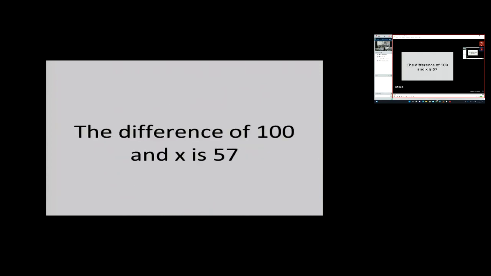Next. The difference of 100 and x is 57. This is easy. The difference of 100 and x is 57. Come here. Stand up.